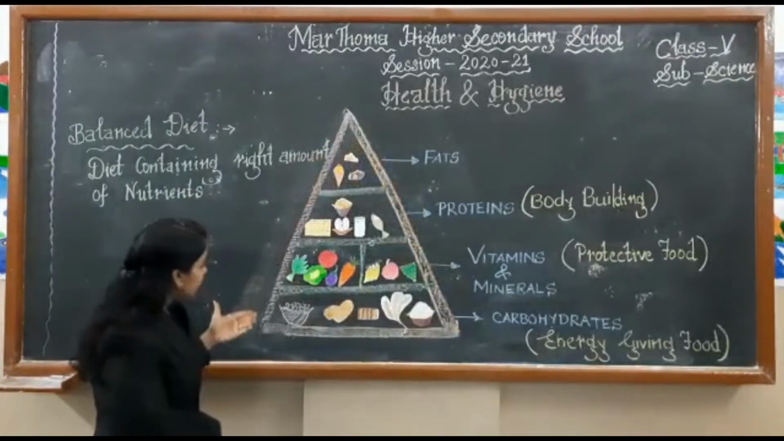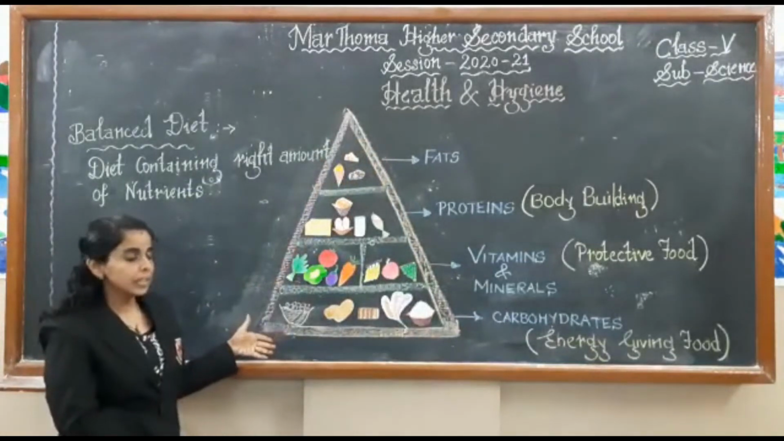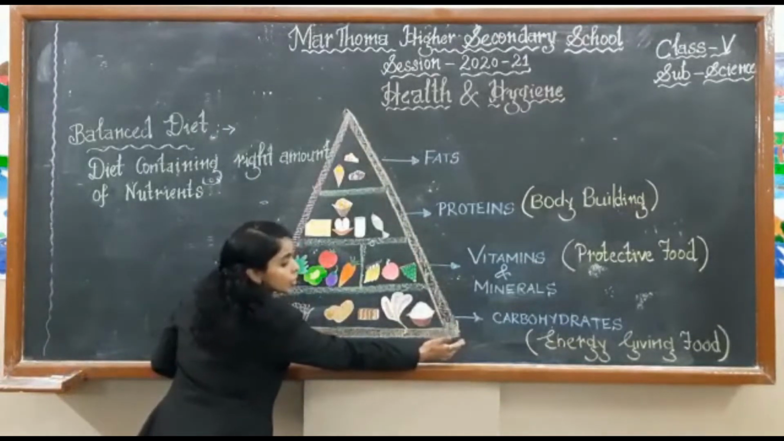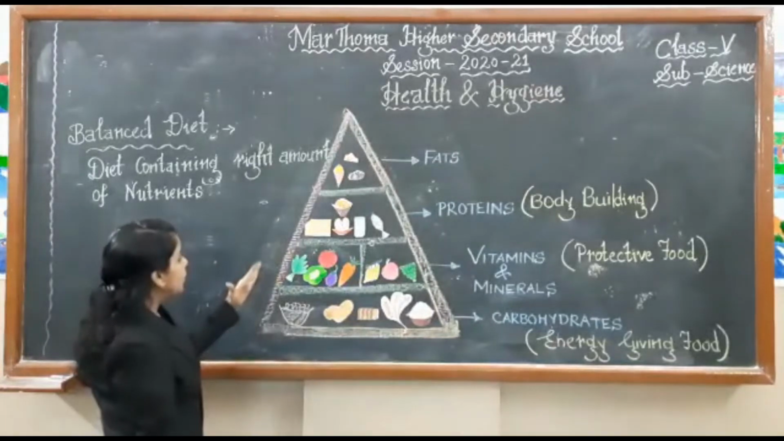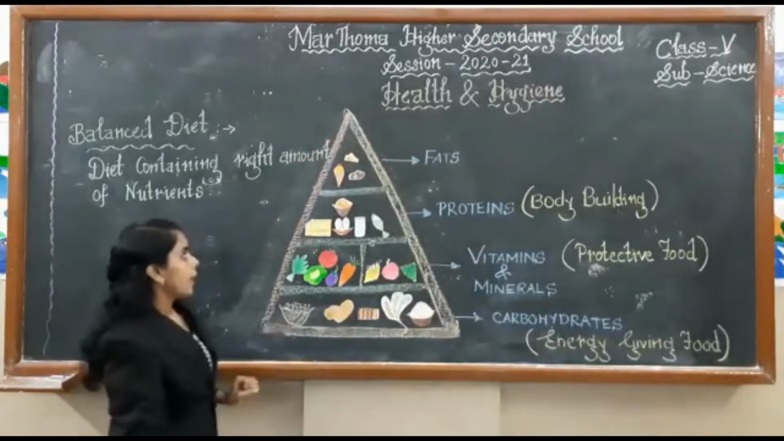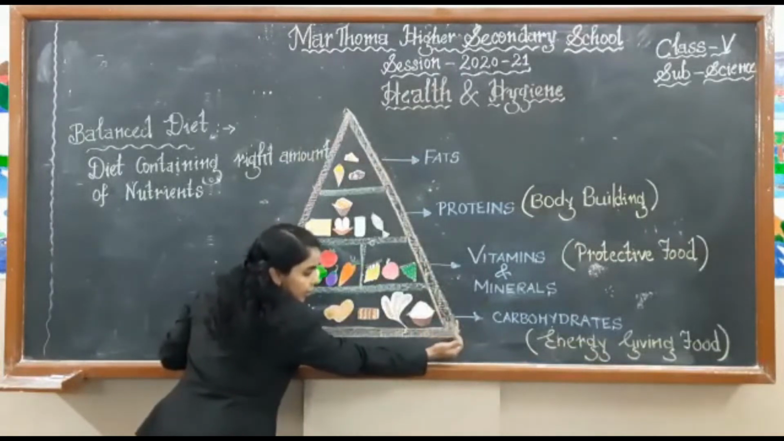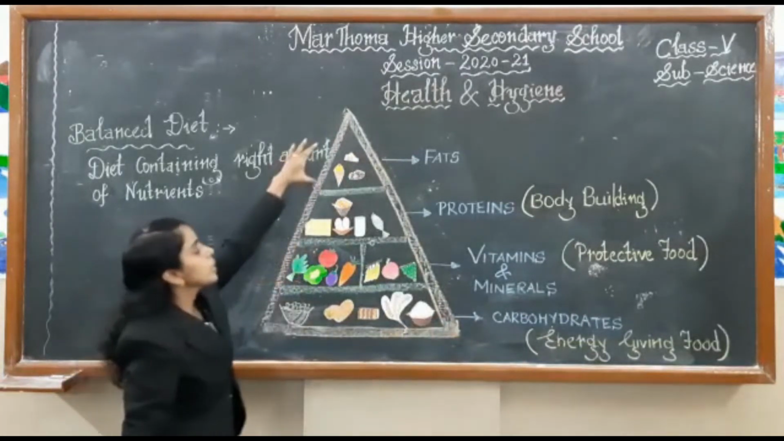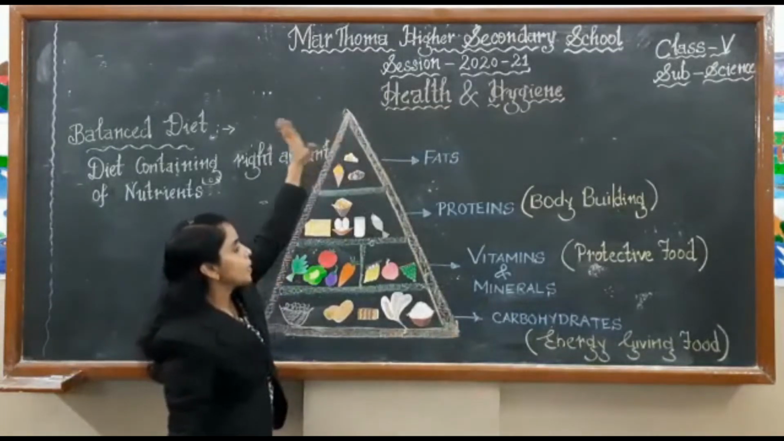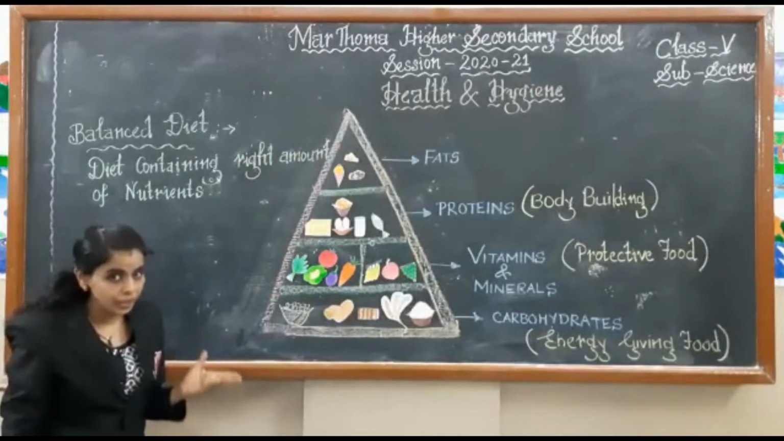Why have I drawn this food pyramid? Do you know what is the specialty of this pyramid? You can see the bottom portion is very much broader, and when we are moving to the upper portion, it becomes narrow. That means we have to consume broad things on the bottom side and the least amount of food at the top, that is the upper side of the pyramid. Now what are the things which we have to consume as nutrients?